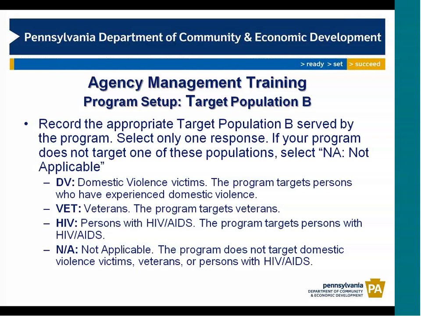The same rule applies: 75% of your clients must meet this subpopulation for you to select it. If it doesn't meet any of these three, you have to select NA for not applicable. You can't leave this one blank.